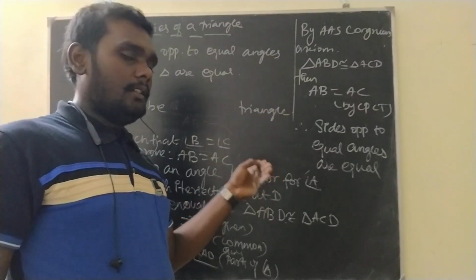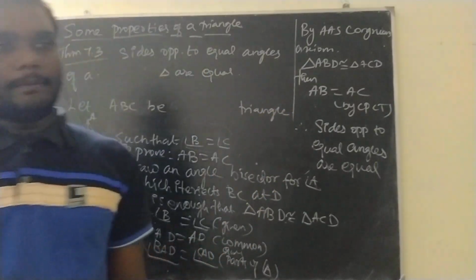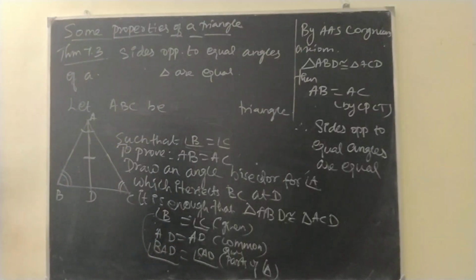And we write the result. Therefore, the sides opposite to equal angles are equal. That is it. Shall we move to the next one?